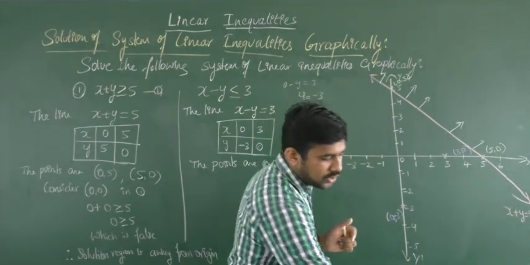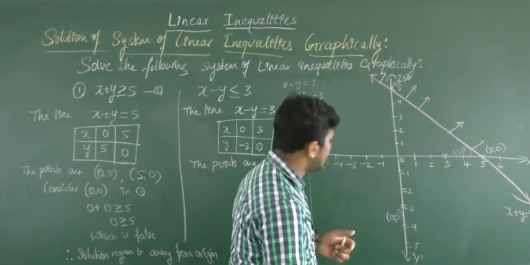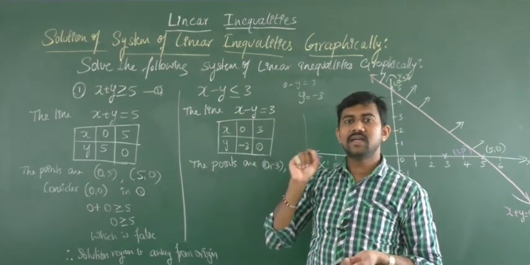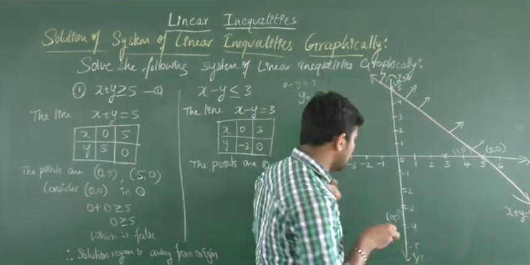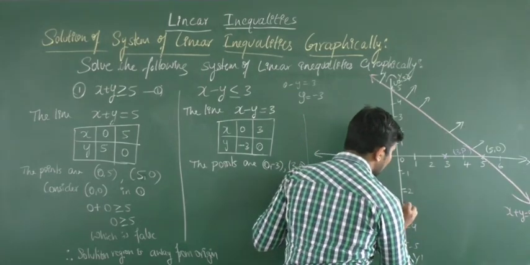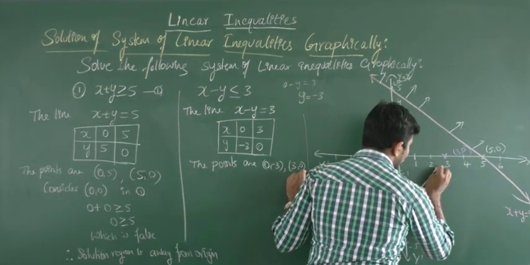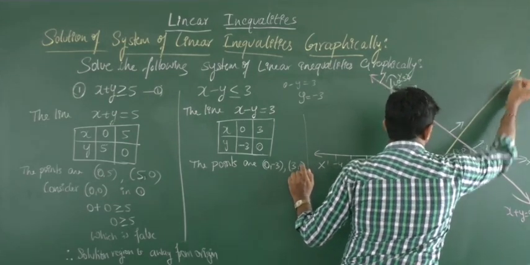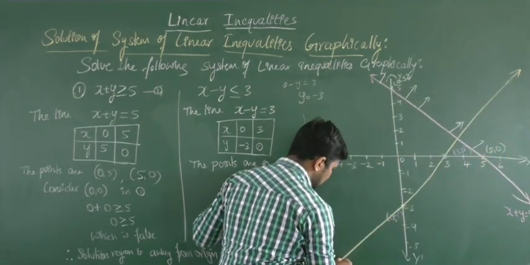Now we have to join these 2 points by using a thick line again, because the inequation is a slack inequation. So join them by using a thick line or dark line. You have to continue that, extend that line. Now here also extend.